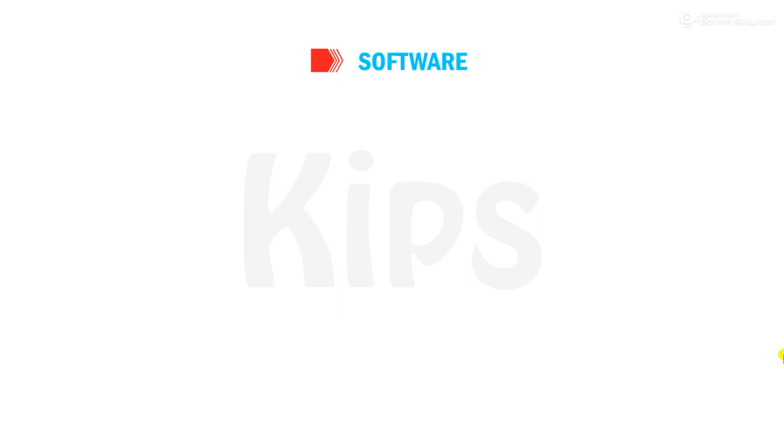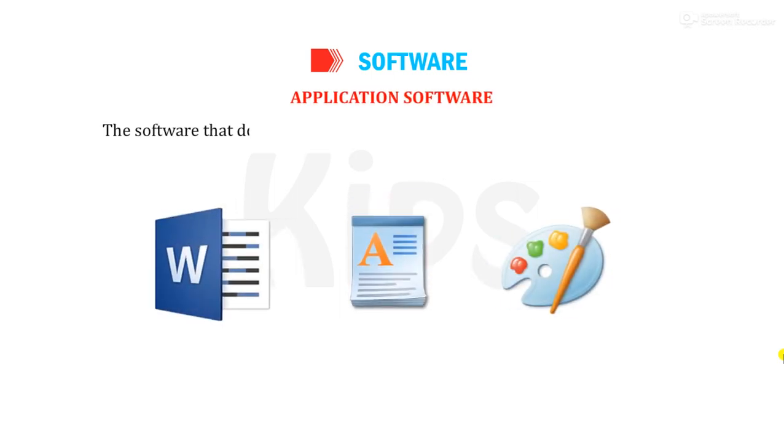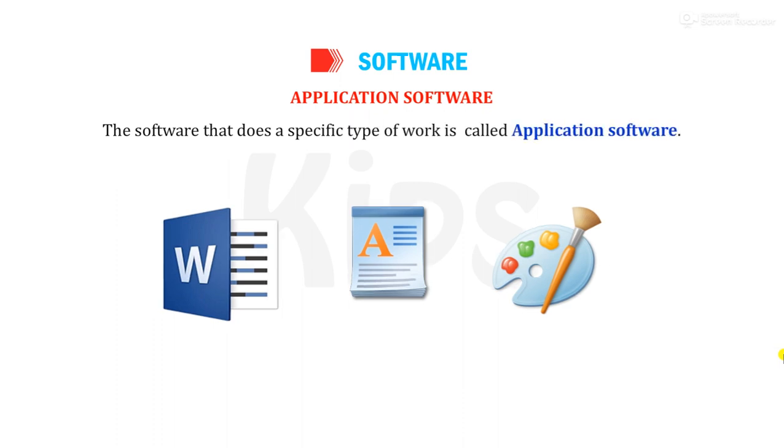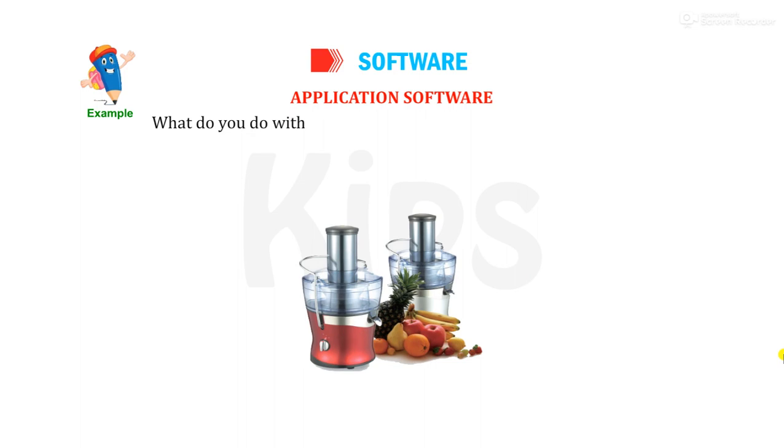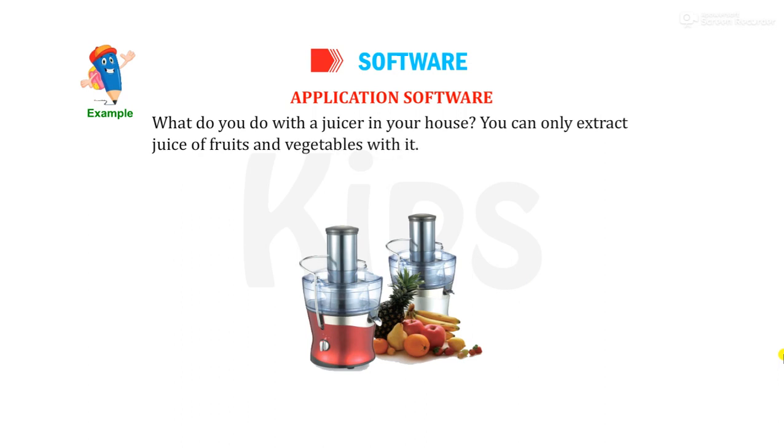Now, let's have a discussion on application software. The software that does a specific type of work is called application software. Let's understand this with the help of an example. What do you do with a juicer in your house? You can only extract juice of fruits and vegetables with it. This indicates that you can do a specific type of job with one machine.